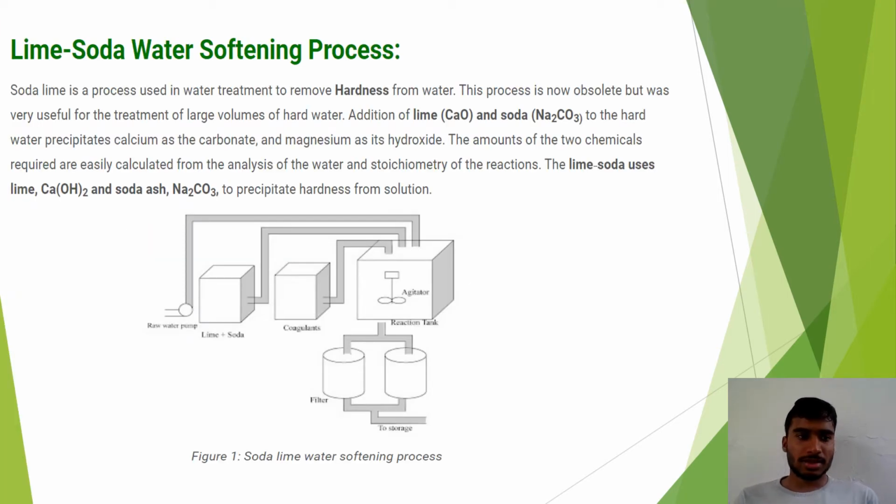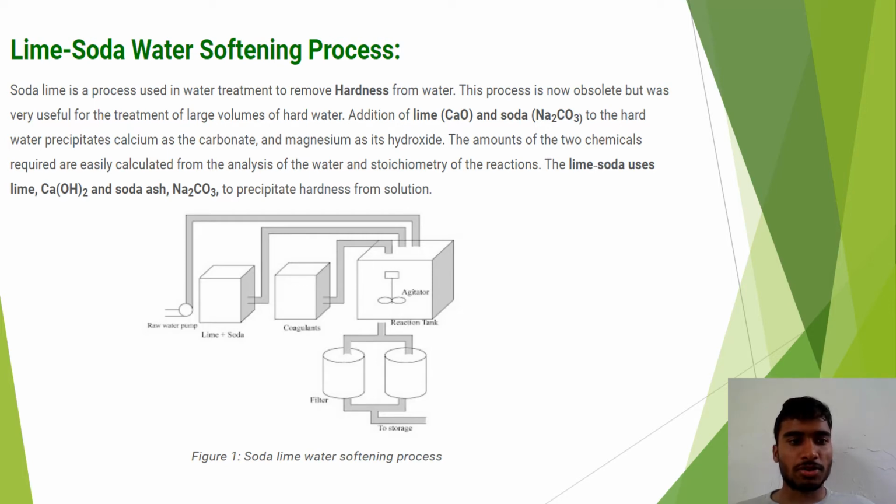Let's discuss what is this hot lime soda process. Before getting into hot lime soda process, first we need to know what lime soda water softening process is. There are two types in it. The first one is cold lime soda processing, and the second one is hot lime soda processing. First, let's know what is lime soda water softening process.